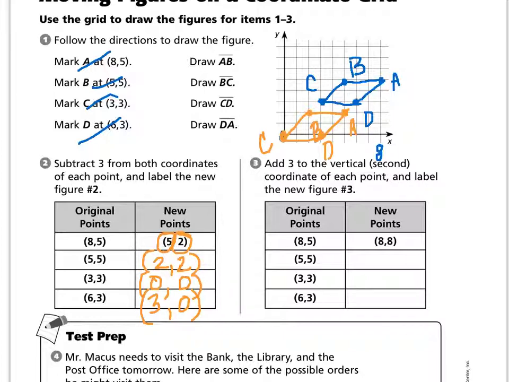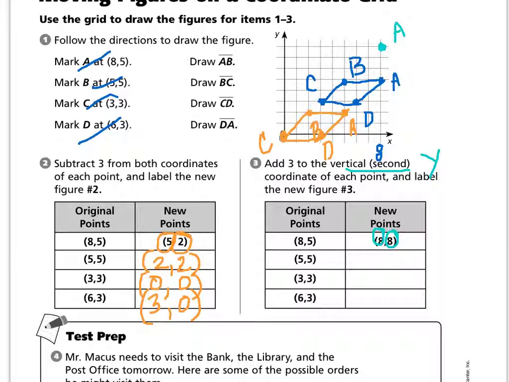It slid down. Now we're going to add 3 to the vertical, which is the second one, or letter Y, of each point. So I have 8 staying the same because you don't add anything to it, and 5 plus 3 is 8. So I go over 8 and up 8. I know that's right here. I'm going to mark that as A.